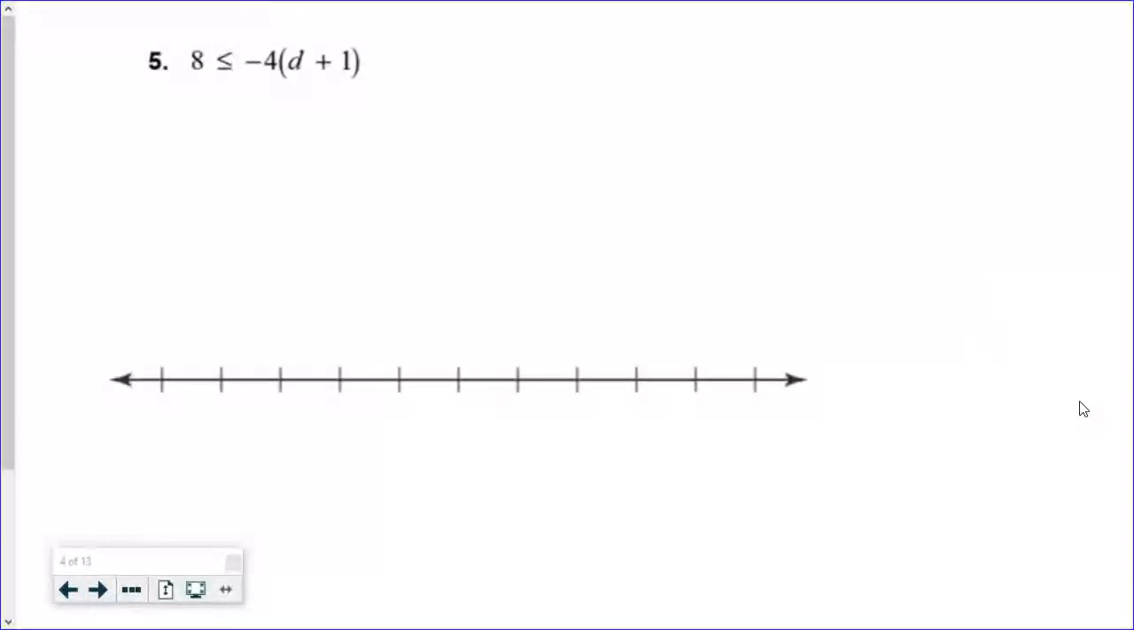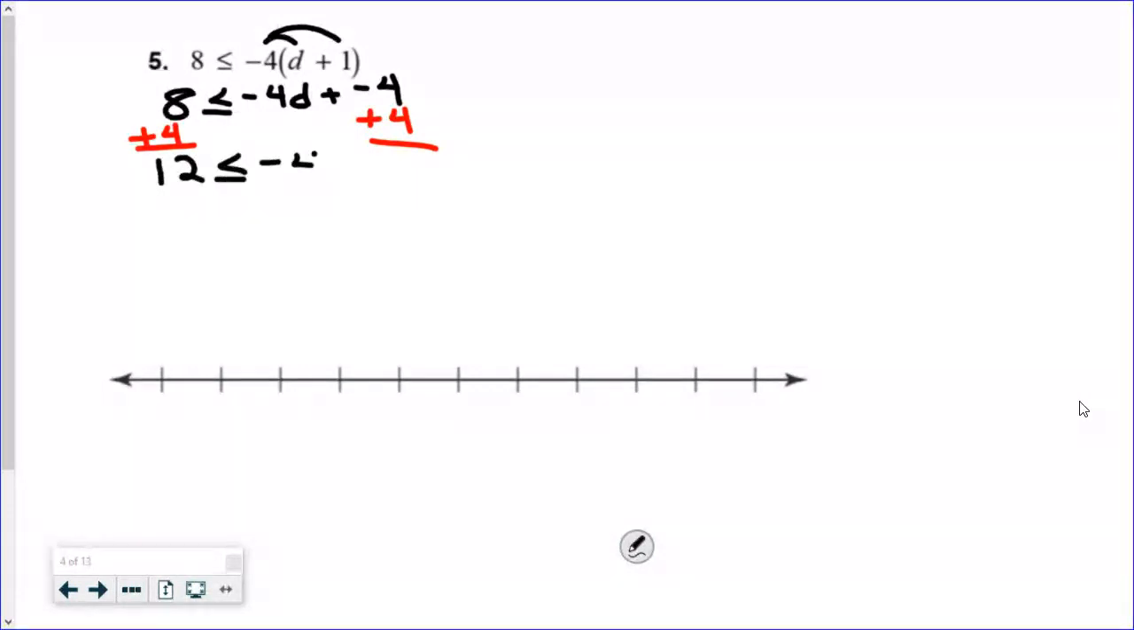Number 5, put it all together. We are going to distribute. So we have 8 is less than or equal to negative 4d plus a negative 4. Now, we're going to add 4. Has nothing to do with multiplying or dividing, so we're not even thinking about flipping yet. So this is 12 and negative 4d.